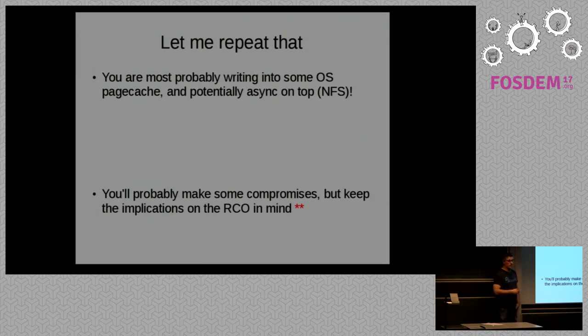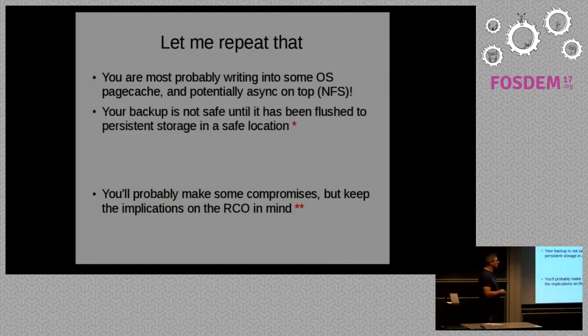So that's why I said always call sync. NFS is usually async. That's even worse. They're somewhere in the network buffer. Except you mount sync, and then it gets terribly slow. So when you mount sync, NFS is not really an option anymore. My opinion. But your backup and your WAL archive is not safe until it has been flushed to persistent storage in a safe location. So scp to your remote server, the data center goes down, and you have lost data at that particular moment because it is still in the page cache of your WAL archive server. So that's why you sync.